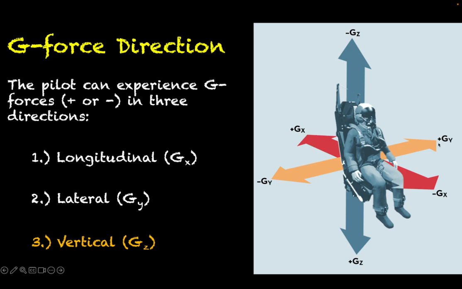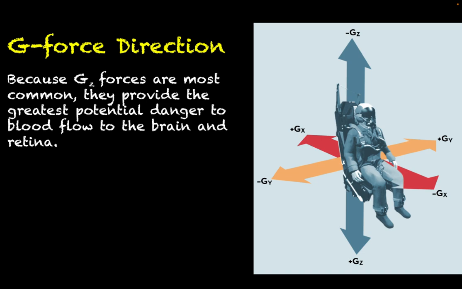Lateral forces are side to side, so you are very rarely going to experience these. You really would only experience these in an airplane crash, so hopefully you won't ever have to experience that. And then the vertical forces, the g sub z, are the up and down forces. These are going to be by far the most common gravitational forces that you will encounter in your flying career. And that's going to be what we focus on moving forward.